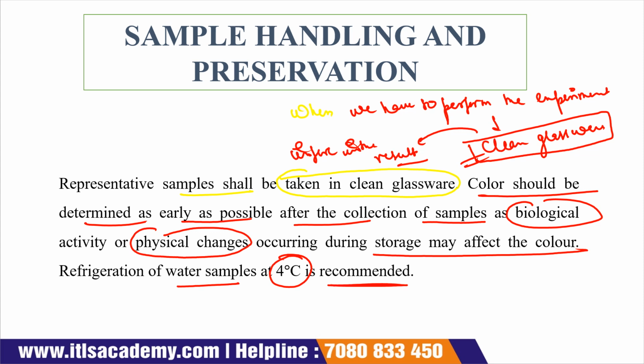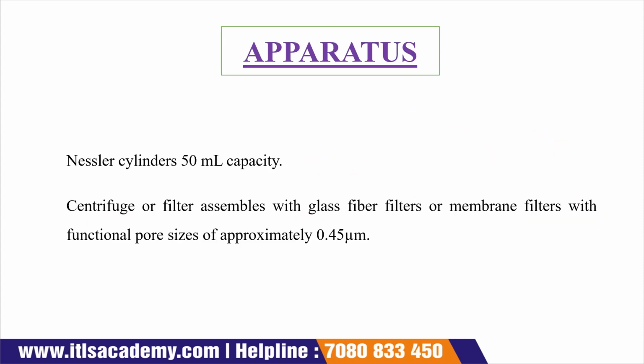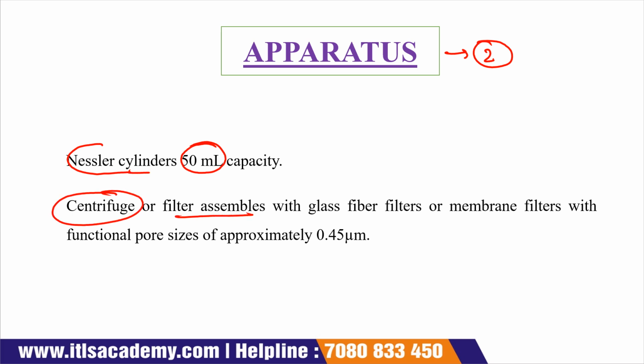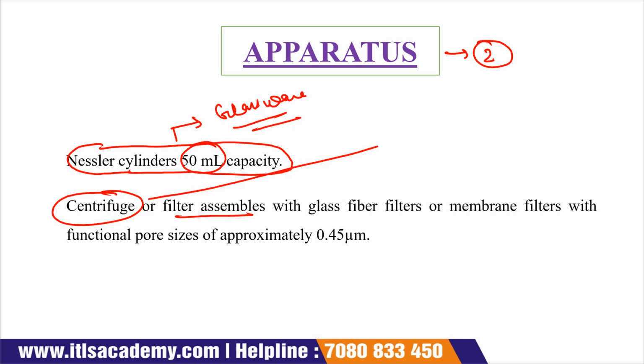Now the next is the apparatus that we use. Here only two apparatus are used. One is the Nessler cylinder, and the capacity of this Nessler cylinder is around 50 ml. And the other one is a centrifuge or a filter assembly. This Nessler cylinder is glassware, and this centrifuge is an instrument.